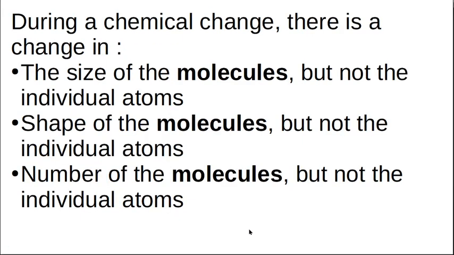So to summarize, in a chemical change, there's a change in the size of the molecules, but not the atoms. If you're a hydrogen atom at the beginning, you're still a hydrogen atom at the end, but you might have been a hydrogen atom bonded to an oxygen, and now you're a hydrogen atom bonded to another hydrogen atom. During a chemical change, there's a change in the size of the molecules, but not the individual atoms. There's a change in the shape of the molecules, but not the individual atoms. And there is a change in the number of the molecules, but not the individual atoms.